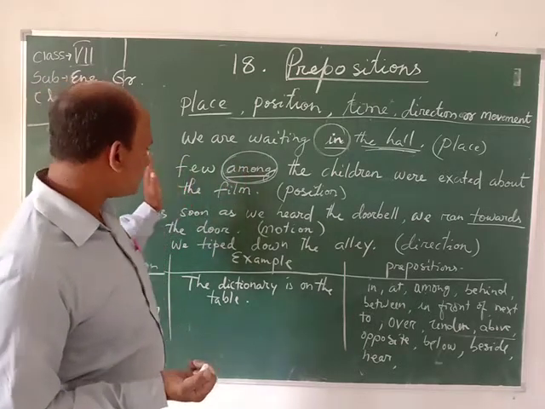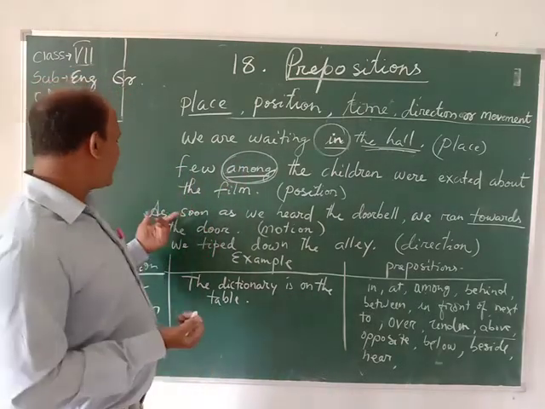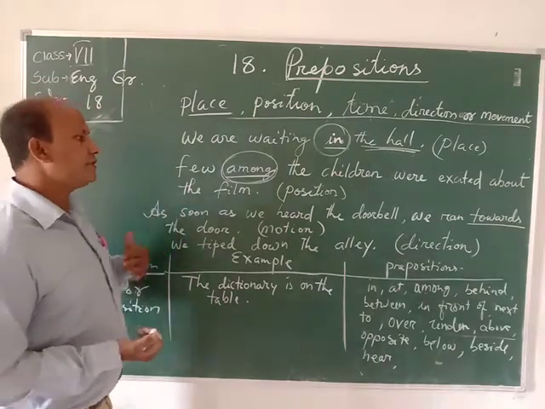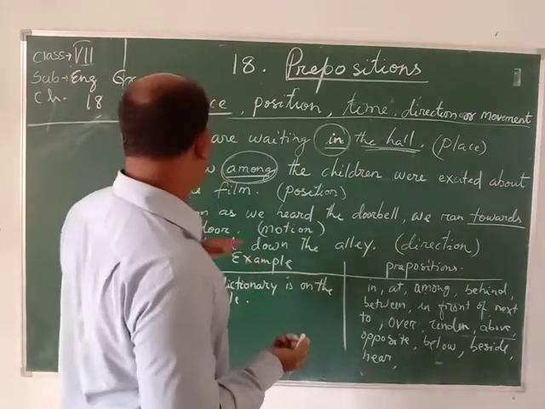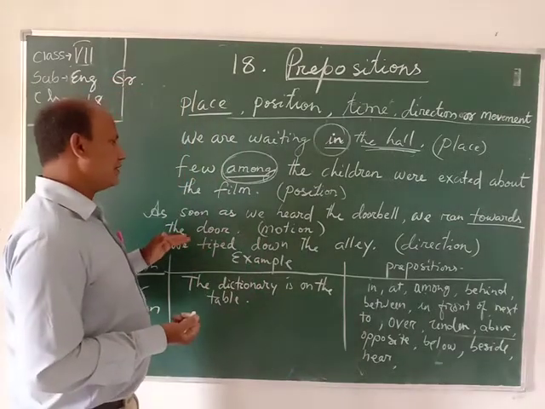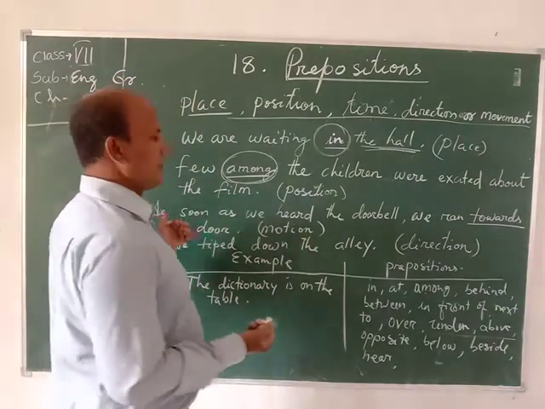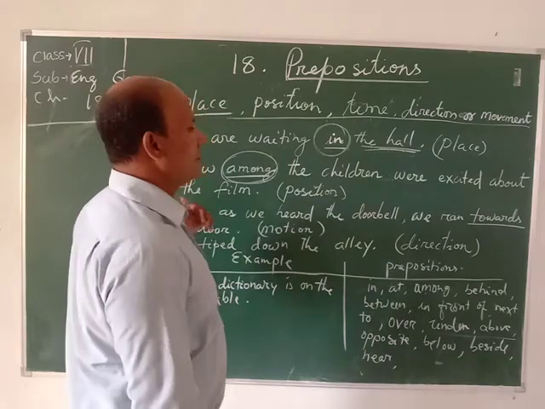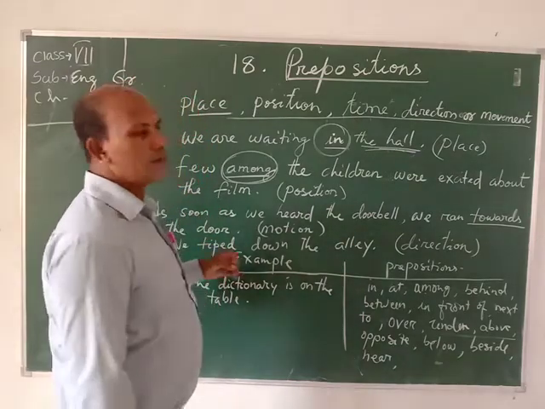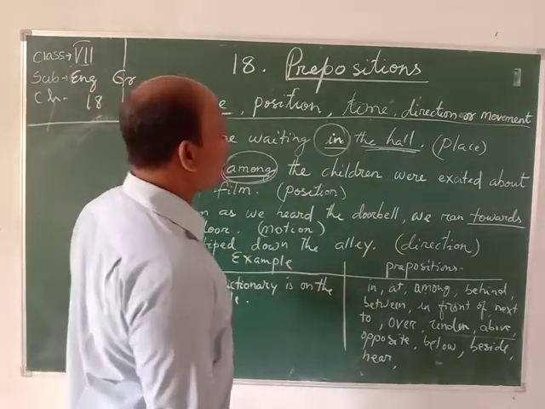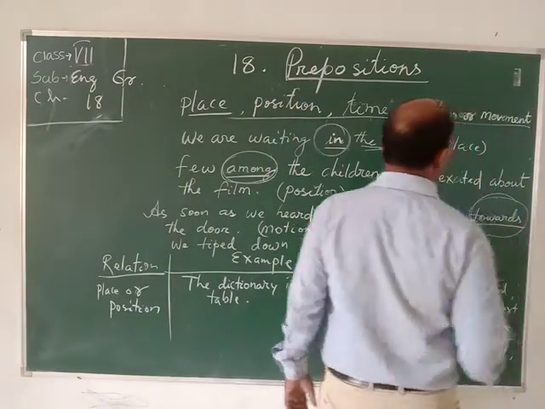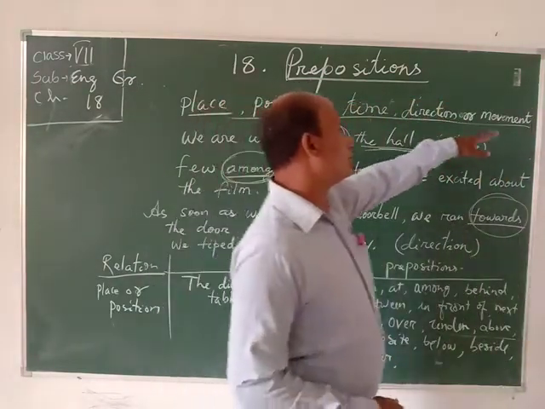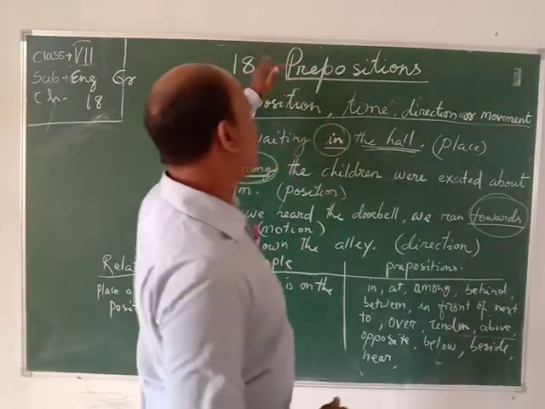Okay. Next example you can say, as soon as we heard the doorbell, we ran towards the door. As soon as we heard the doorbell, हम doorbell के आवाज़ सुने, we ran towards the door. Door की तरफ हम दौड़े. Towards the door means एक movement, motion है. That's the movement.